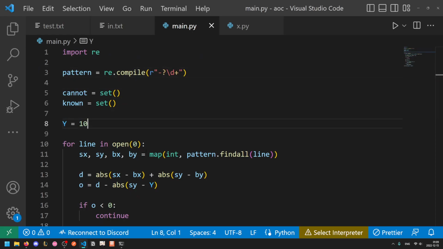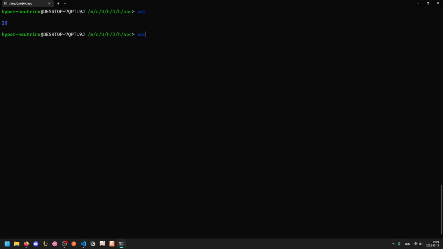So now let's change y up to 2 million and run this on our actual data. That's only supposed to be this. And you see we get our answer of 4919281, which is expected.